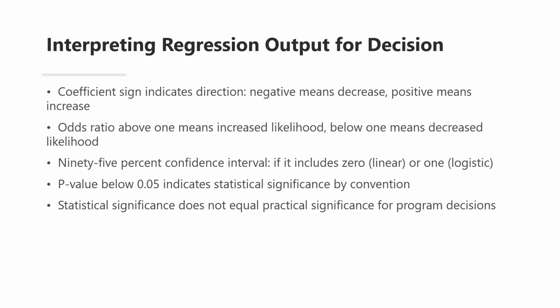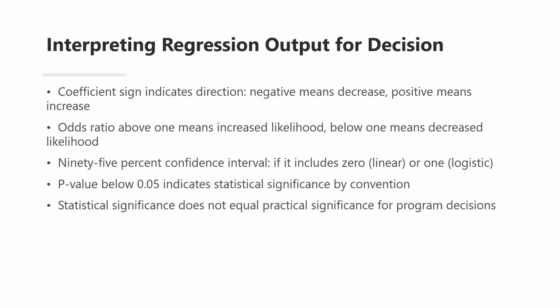Third, you must understand confidence intervals, and this is where a lot of exam questions test your knowledge. A 95% confidence interval tells you the range within which the true population value likely falls. For linear regression, if the confidence interval for a coefficient includes 0, the result is not statistically significant, meaning you cannot rule out that the true effect is 0. For logistic regression, if the confidence interval for an odds ratio includes 1, the result is not statistically significant, meaning you cannot rule out that the odds are equal between groups.